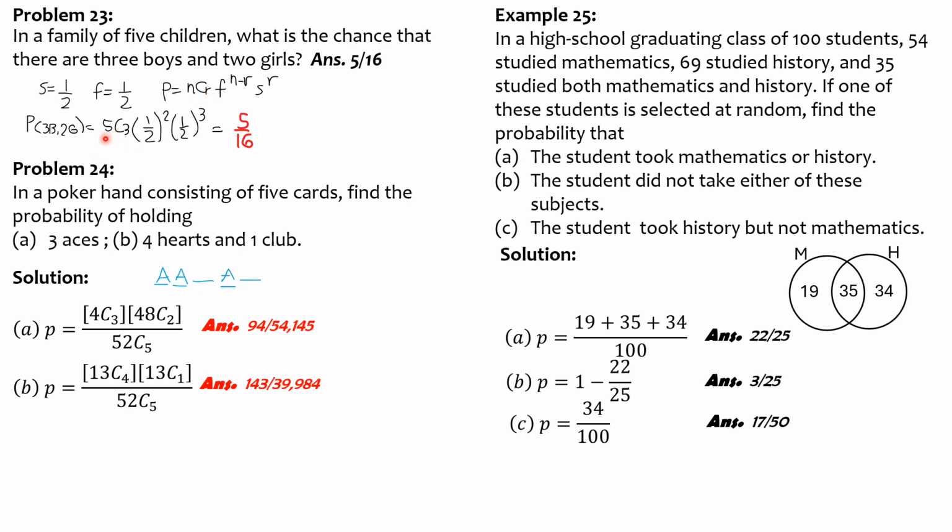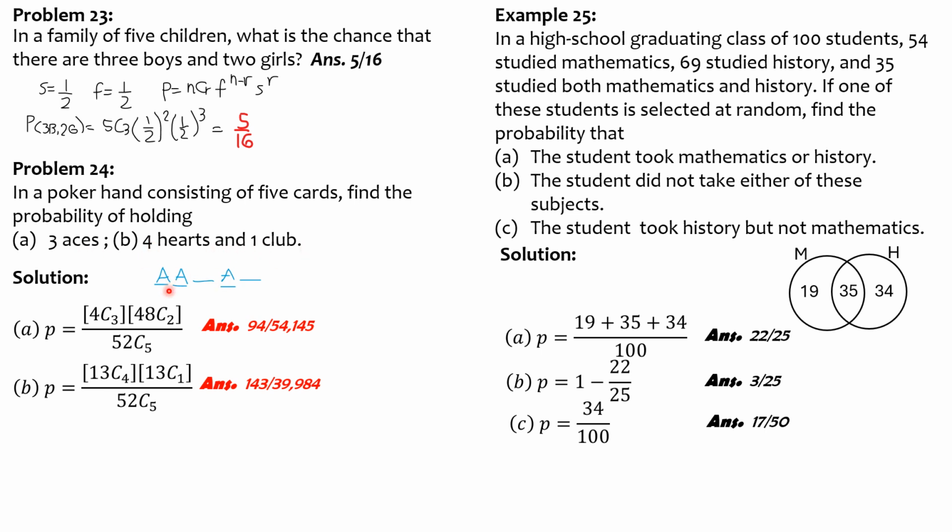So it is 5 combination 3, boys, times probability of failure, girl, 1/2, raised to 5 minus 3, 2, and probability of success, that the child is a boy, 1/2, then raised to 3. That's 5 over 16. Problem 24, in a poker hand consisting of 5 cards, find the probability of holding A, 3 aces, B, 4 hearts and a club.